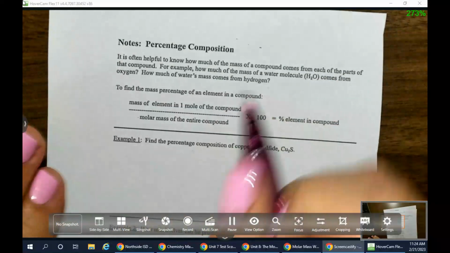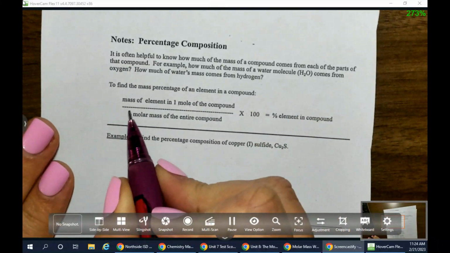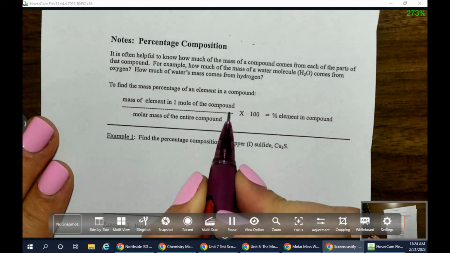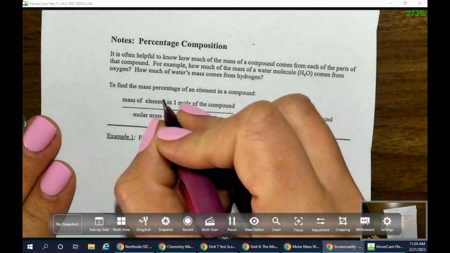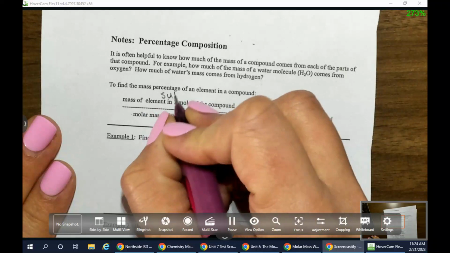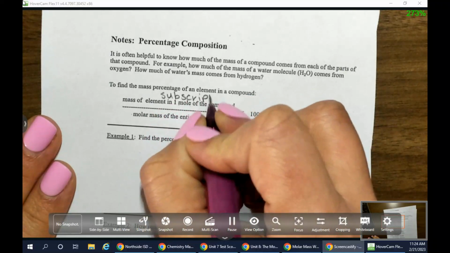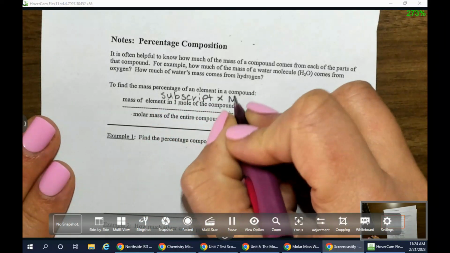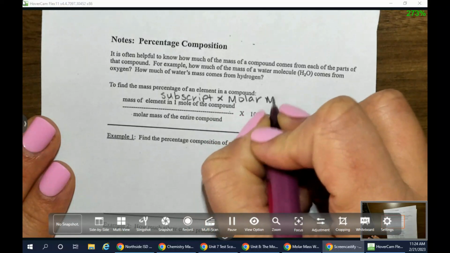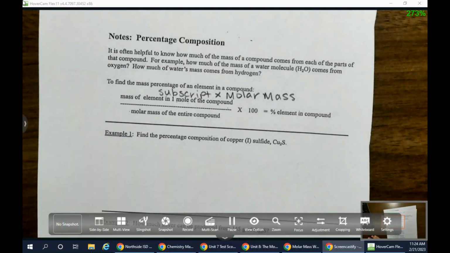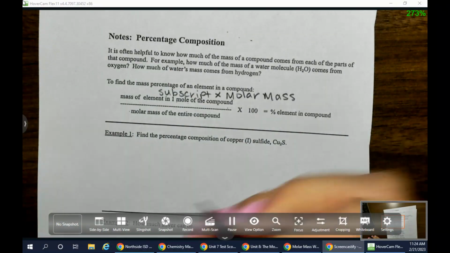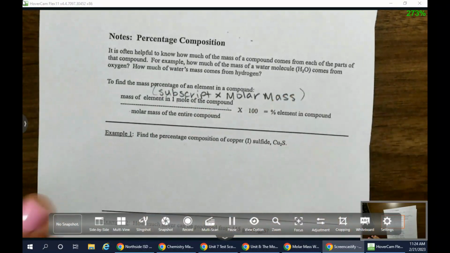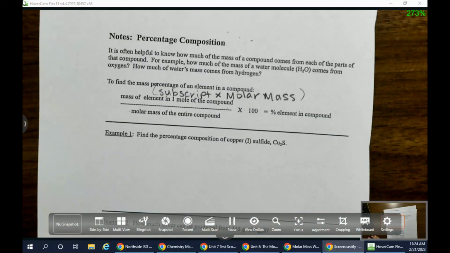So the process is pretty easy. You're taking the mass of an element in 1 mole of the compound. So what that means is you're going to have your subscript times your molar mass of the element, which is just your formula mass. So your subscript times the molar mass. That's what this means. Okay, it's just written fancy. All right, so subscript times the molar mass from the periodic table.